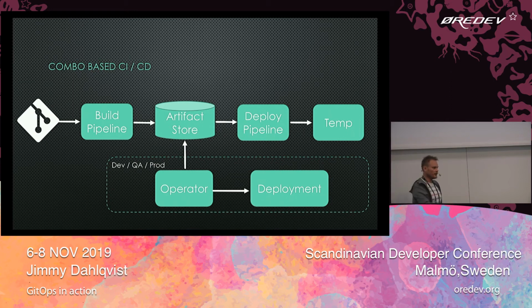The temporary environment goes down. The operator in QA environment, for example, detects that there's now a new image being tagged as released to QA. It pulls it down and it deploys it to QA. I like this pattern. I use it myself at work today.